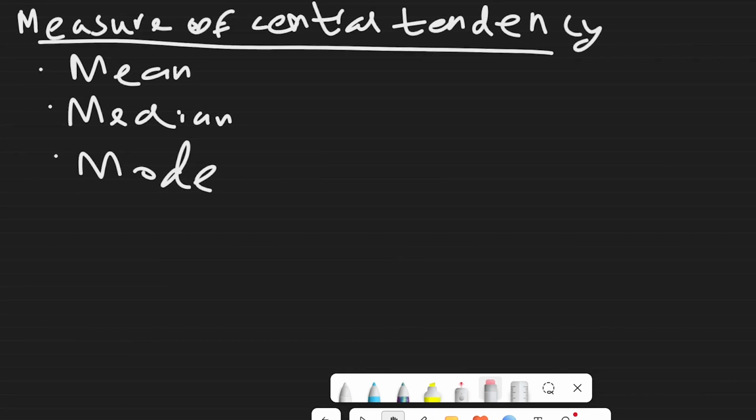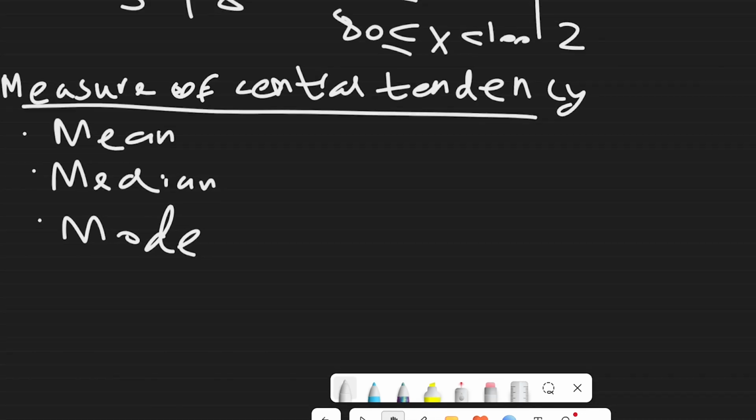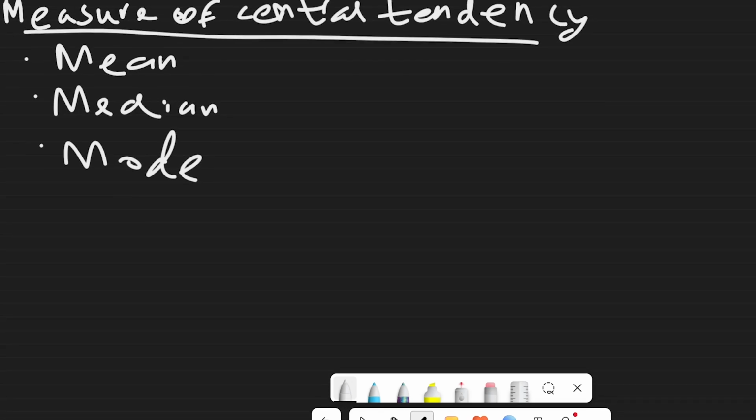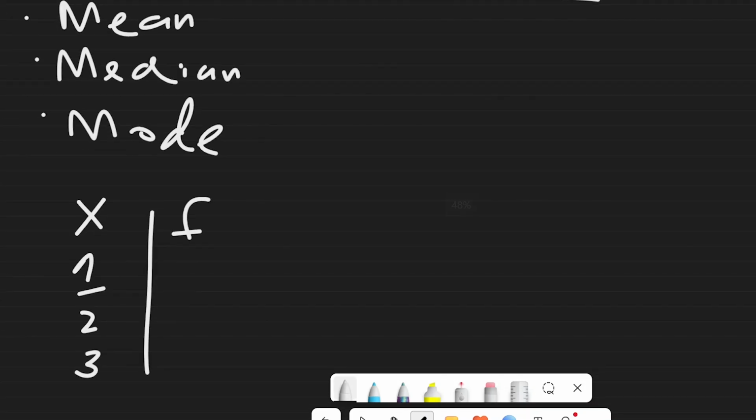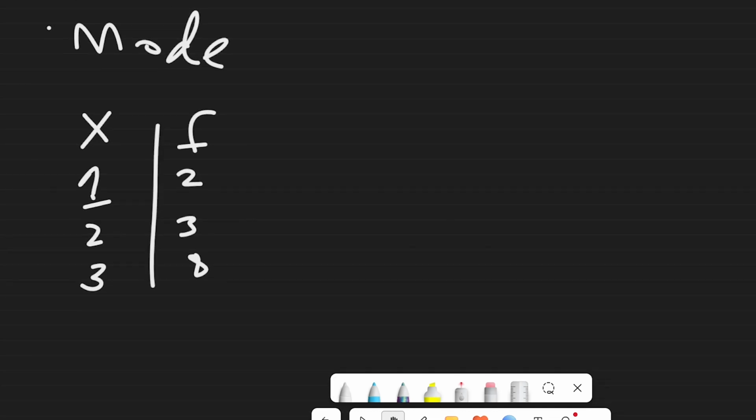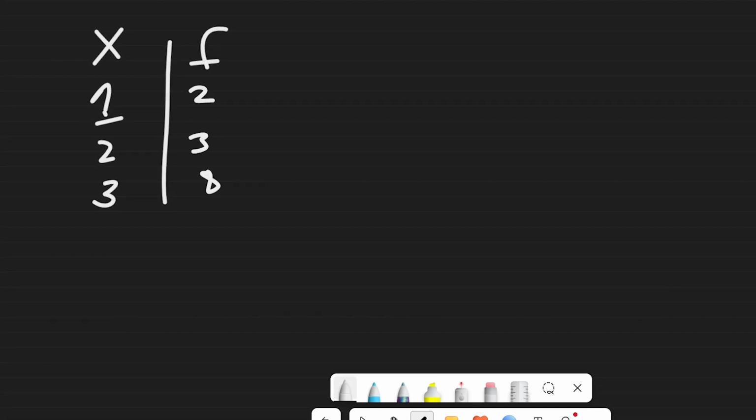To calculate the mean, I'll take the example from the previous one: x is 1, 2, 3, and the frequency is 2, 3, 8. To calculate the mean, we have to make another column, fx, which means 2 times 1, which is 2, 3 times 2, which is 6, and 8 times 3, which is 24.